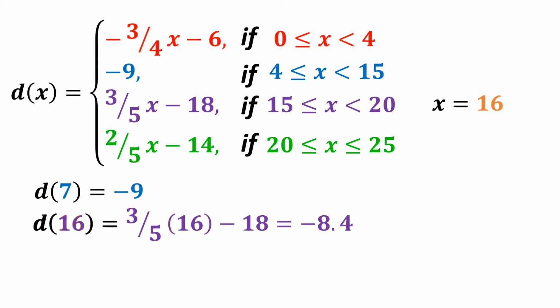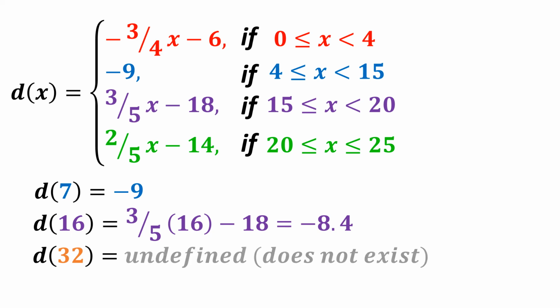One last thing to keep in mind with piecewise functions, suppose we're looking at d of 32. So the question is, does x equals 32 fit into any of these ranges? And of course the answer is no. This function's domain is only from 0 to 25 feet. Values of x between 0 and 25 can give us a depth, but a value of 32 feet is outside of the definition of the pool itself. And so we would say d of 32 is undefined or does not exist.